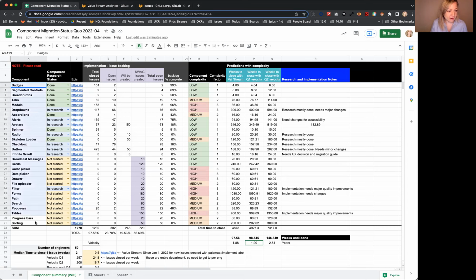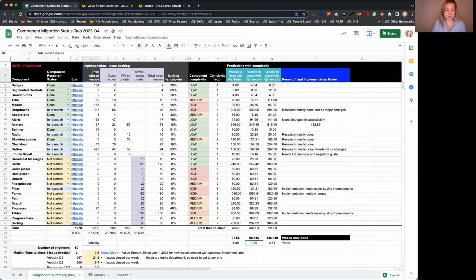So along the left, we have each component. We have the component research status as the first thing. This is important because the ones that are done means they can go through component migration with the whole org. The ones that still don't have their research started are ones where we still have to invest sometimes a full release to figure out all of the migration guides, as well as how many times it actually appears in the code base. So we have links to each epic for those if you want reference.